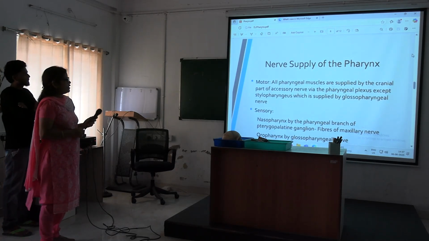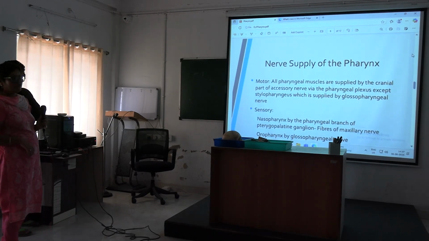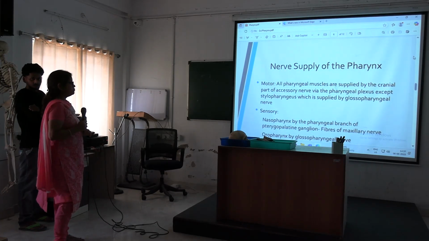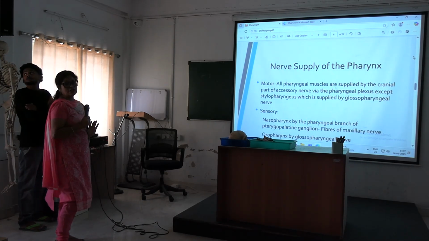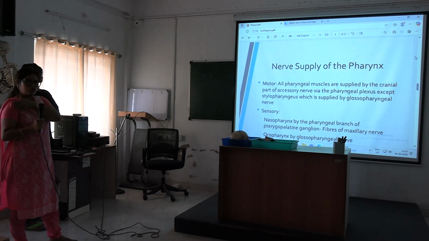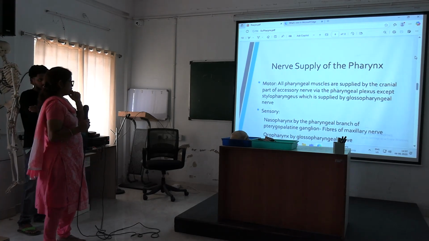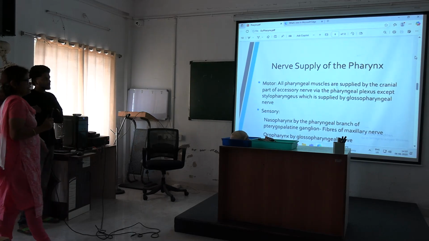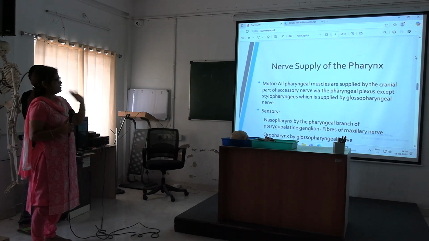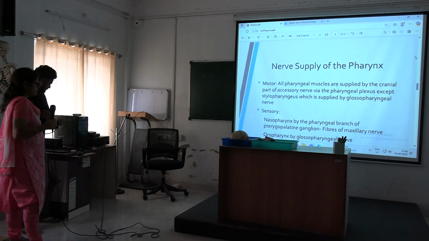Now the nerve supply of the pharynx. All the pharyngeal muscles are supplied by the pharyngeal plexus, via fibers from the cranial root of the accessory nerve, that is the 11th cranial nerve, except stylopharyngeus, which is supplied by the glossopharyngeal nerve. You have had the class on branchial arches; each arch has its own nerve supply, remember that and the nerve supply will become easy to remember. Then the sensory supply: the nasopharynx is supplied by the pharyngeal branch of the pterygopalatine ganglion via the maxillary nerve. The oropharynx is supplied by the glossopharyngeal nerve. Next.